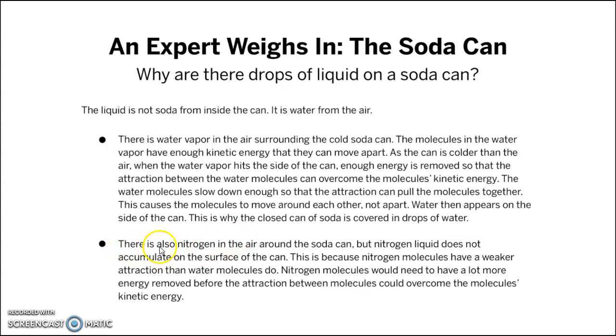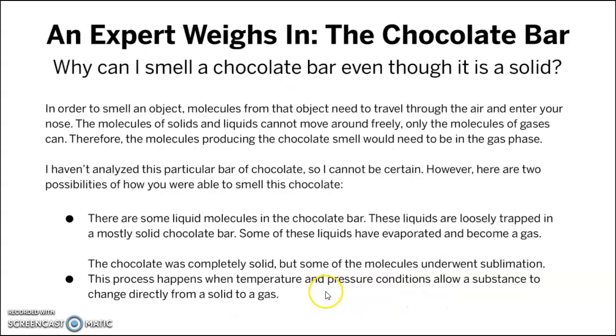The next one is there is also nitrogen in the air around the soda can, but nitrogen liquid doesn't accumulate on the surface of the can because they have a weaker attraction than water molecules do. So they need a lot more energy to be taken away and get them colder before they can actually overcome the molecule's kinetic energy and stick to the side of the can.